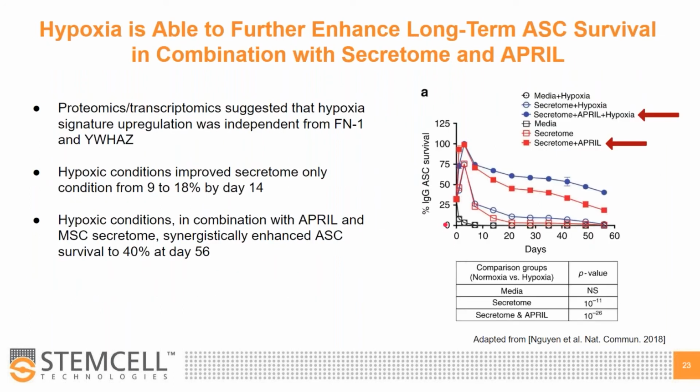Further, they identified hypoxia, which was thought to be independent of fibronectin and YWHAZ, as they weren't involved in those pathways. And they tried culturing their secretome and antibody-secreting cells in hypoxic conditions. Hypoxia, when combined with the secretome alone, had a very small effect, where it increased the survival of antibody-secreting cells from 9 to 18% by day 14.